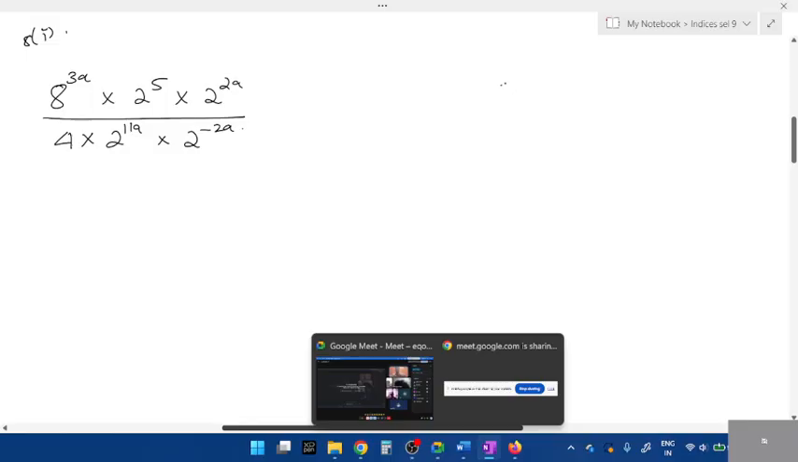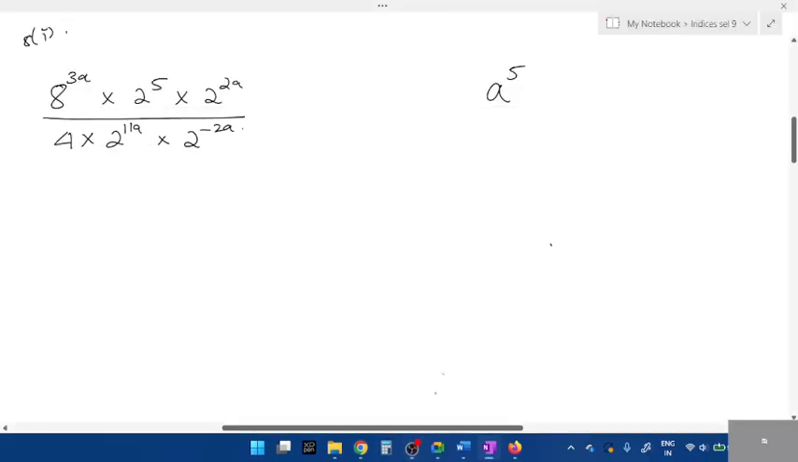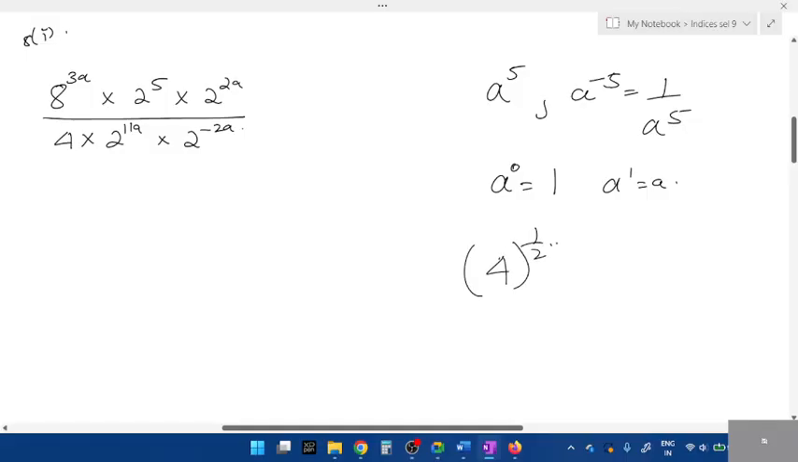Okay. So what kind of powers did we study, students? Positive powers, like a to the power of 5. Then we studied negative powers. If it is negative, how do you write it? 1 by a to the power of 5. Then we studied a to the power of 0 is 1. A to the power of nothing is 1. Then we studied 4 to the power 1 by 2. Fraction powers, right?